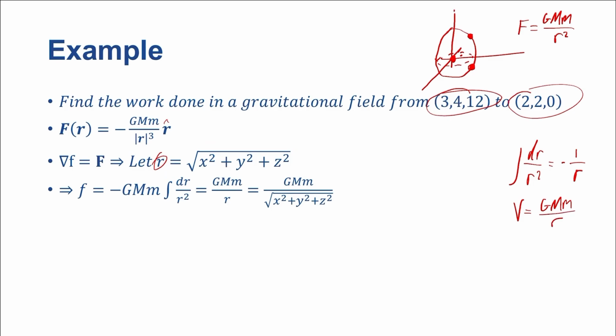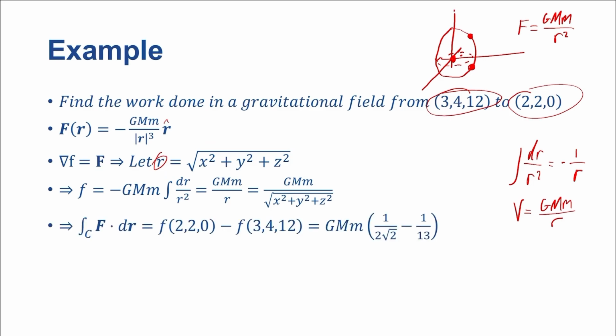So now what we can do is plug in r for the square root of x squared plus y squared plus c squared, and now we're ready to integrate. So the integral of f dr is equal to f of 220 minus f of 3,412. And when we plug everything in, that is GMm times 1 over 2 root 2 minus 1 over 13. Now that's an example. Again, it's fairly easy now that we know the fundamental theorem of line integrals.